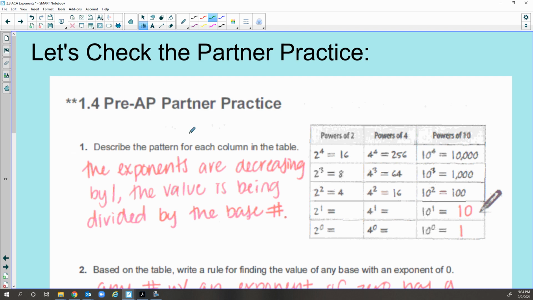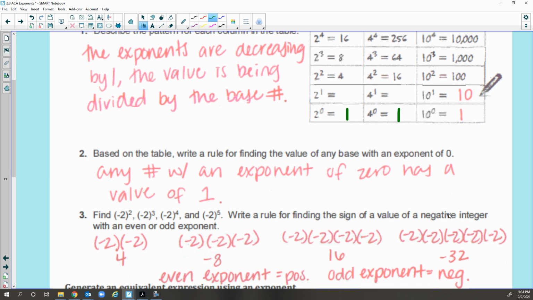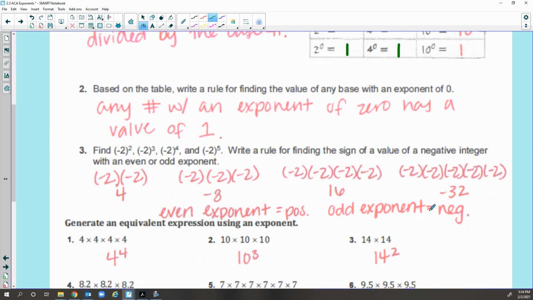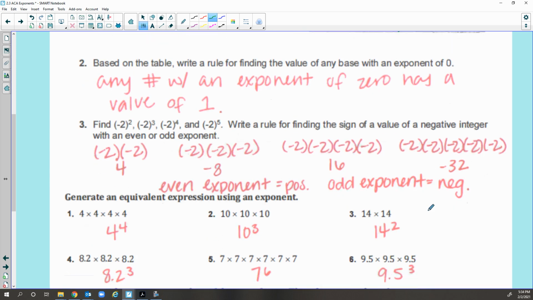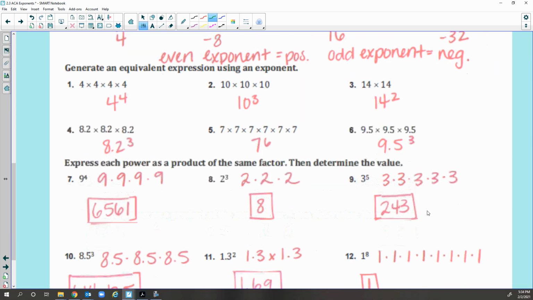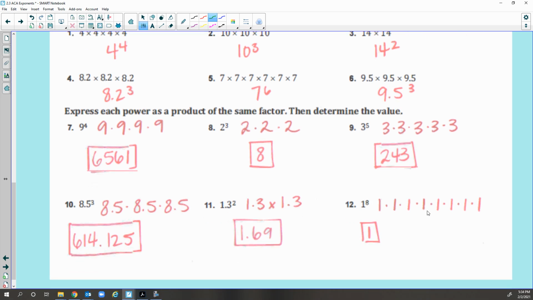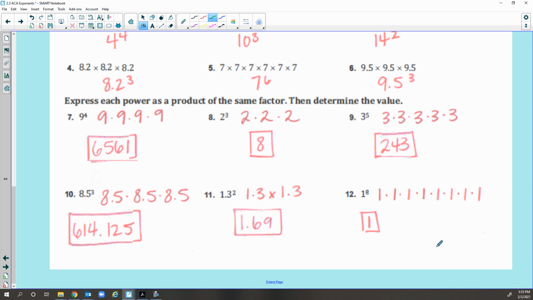All right, let's check it out. Check your answers. How'd you do? I love this here at the bottom. 2 to the 0 power, that's 1. 4 to the 0 power, that's 1 as well. Okay? The exponents are decreasing. The ones at the bottom are the trickiest. I love number 12, though. That one's super fun.